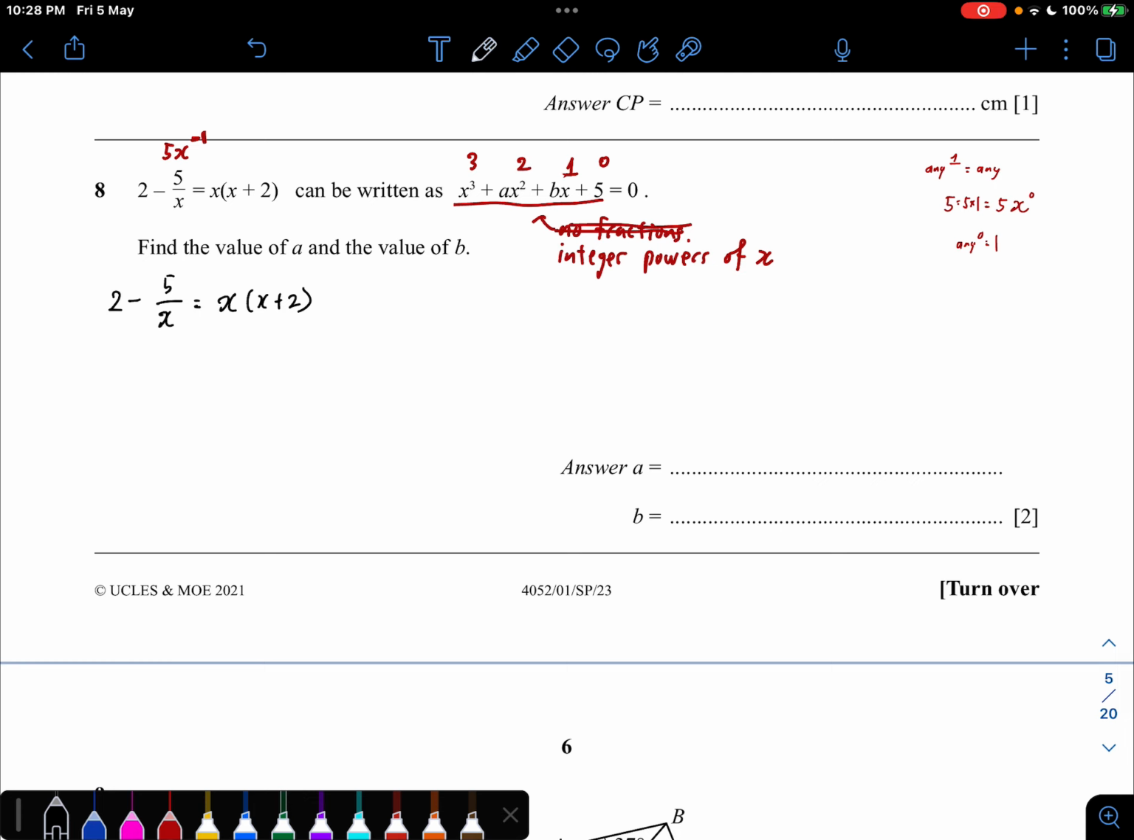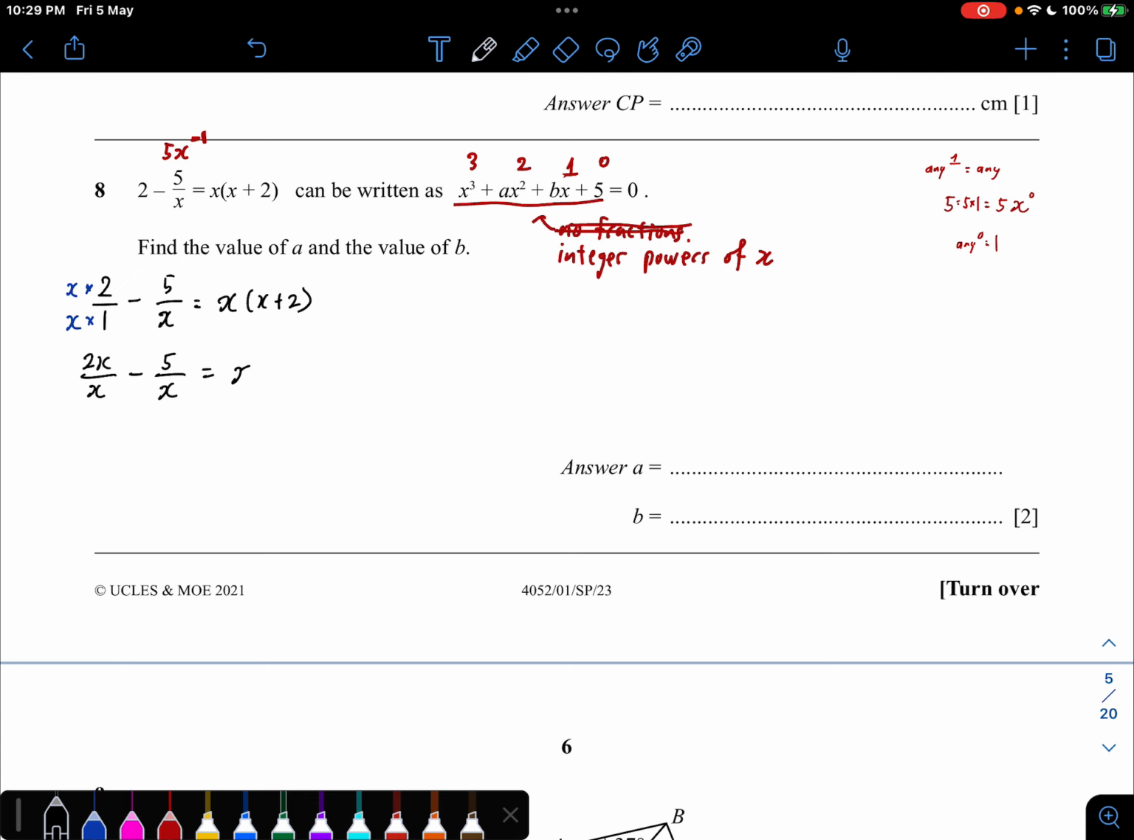When you have whole number minus a fraction, what do you need to do? Remember, whole number must always have an invisible divide by 1, which makes it into a fraction. Now you have fraction minus a fraction. Make what the same? Make the denominator the same. So you multiply by x at the bottom and the top. Let's see what we get. We end up with 2x over x minus 5 over x.